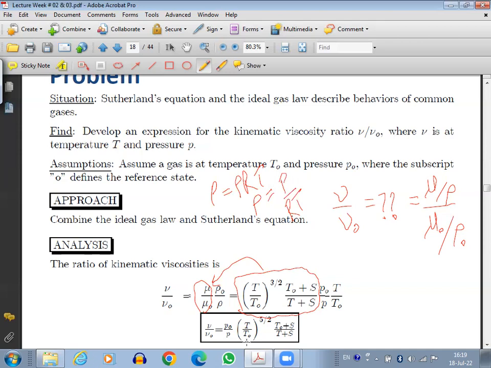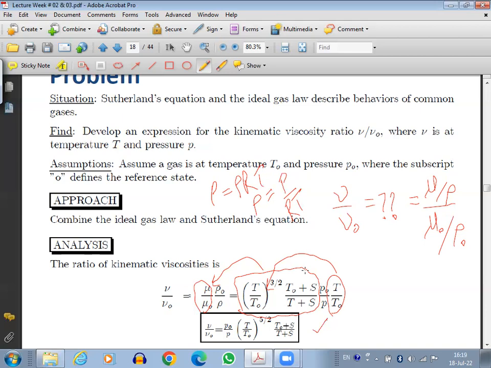So just substitute the values here. You're going to get mu upon mu naught. So this T upon T naught is going to combine with this one. Its power was 3/2, it will become 5/2. And so P naught upon P into T upon T naught to the power 5/2 into T naught plus S divided by T plus S. So this becomes the formula. We derived the formula.